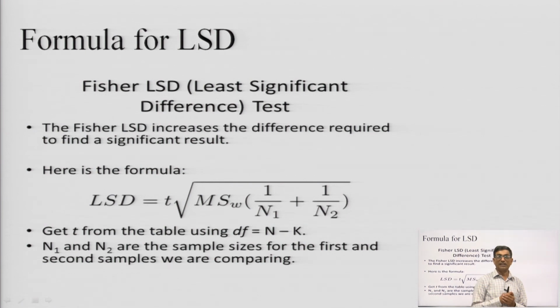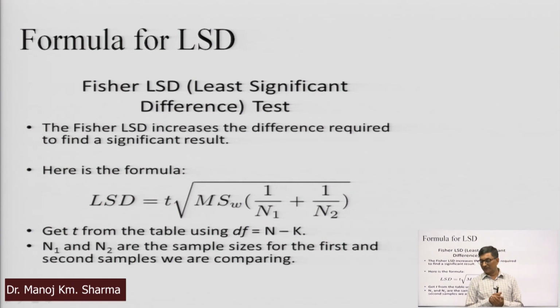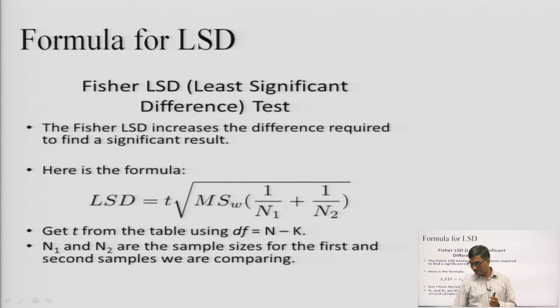Fisher gives the formula for the least significant difference test. The Fisher LSD increases the difference required to find a significant result, and here is the formula: LSD is equal to t times the square root of MSW times (1 upon N1 plus 1 upon N2), and t is the calculated value from the table for a particular degree of freedom. N1 and N2 are the sample sizes for the first and second sample which we want to compare. This is the formula for LSD.